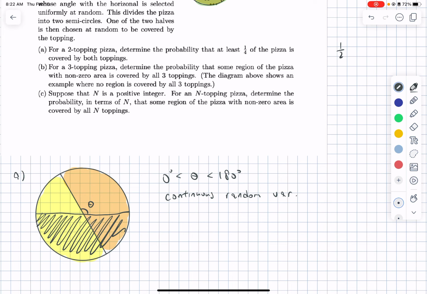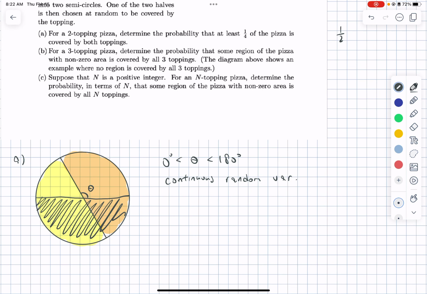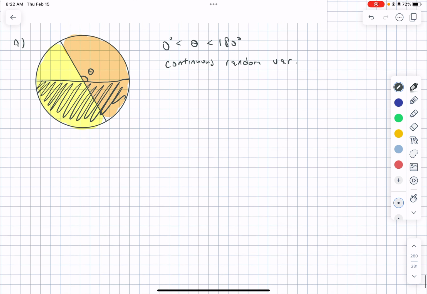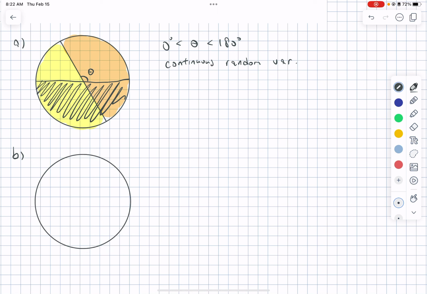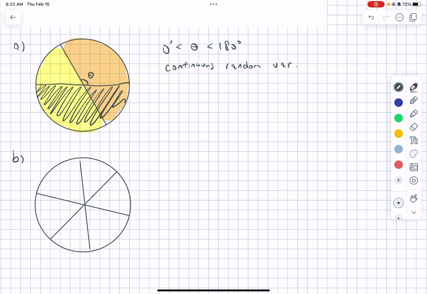So for a 3-topping pizza, determine the probability that some region of the pizza with non-zero area is covered by all 3 toppings. So here, let's draw another diagram. So when we have 3 cuts of the pizza, that's going to divide the pizza into 6 different slices. Again, because thetas are continuous random variables, there's exactly 0 probability they land exactly on the same line. That means when there's 3 toppings, there's always going to be 6 slices of pizza.